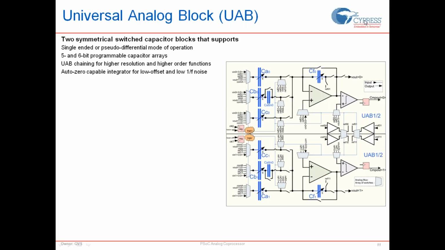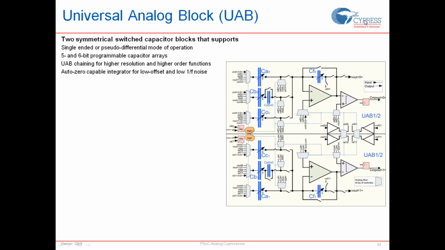So the universal analog block by far is one of the... as you can see in the diagram, it's quite a complex block if you think about it. But with complexity, you also get a huge amount of advantage of programmability that comes with this block. In a simplistic sense, what this block is, is 2 op-amps. There are 2 halves to a UAB. Each half has an op-amp with input side and feedback side capacitors.